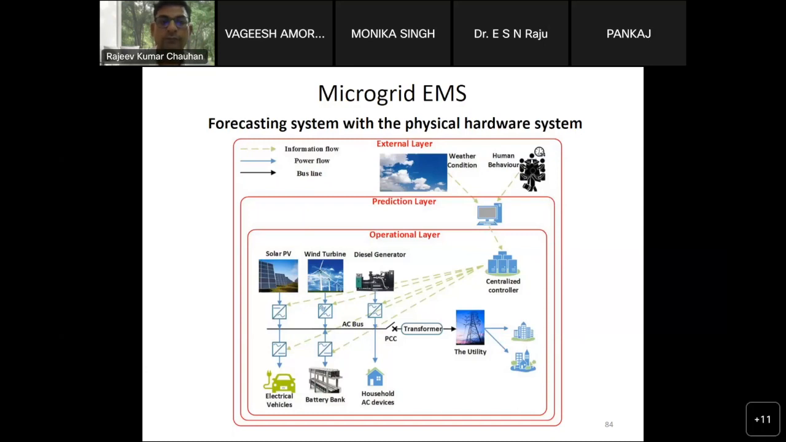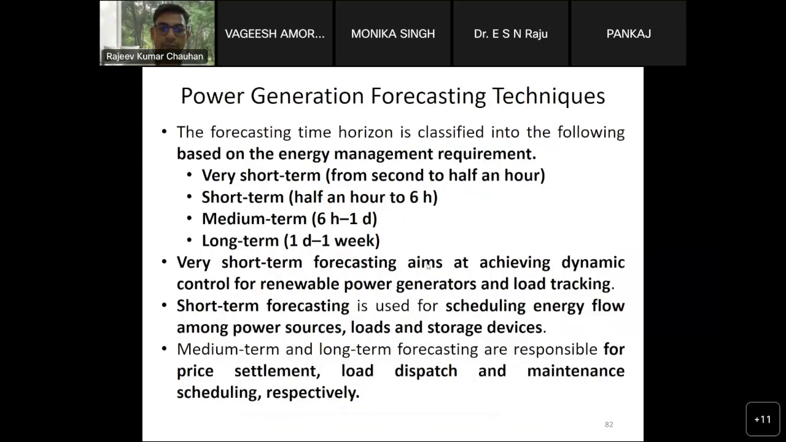That's what I mentioned: in general, forecasting can be done in different time frames. In one slide, I have mentioned the generation forecasting. As you can see, we have different time frames, like very short term, medium term, long term, depending on the application. Suppose you are going for dynamic control of renewable power generation as well as load tracking. In that case, we have to go for the very short term.